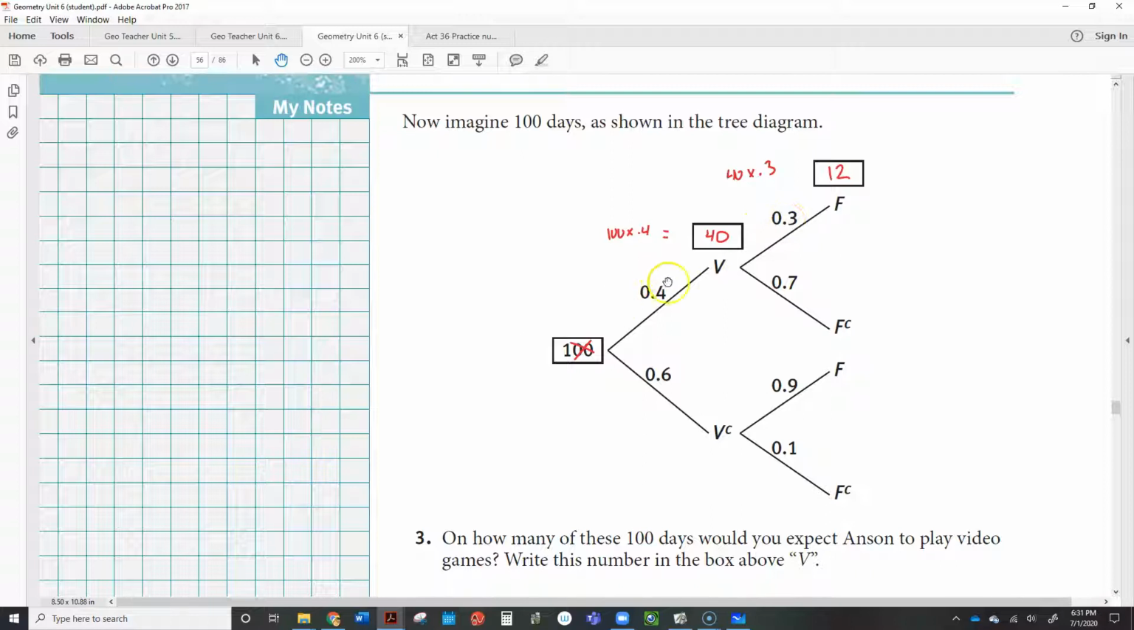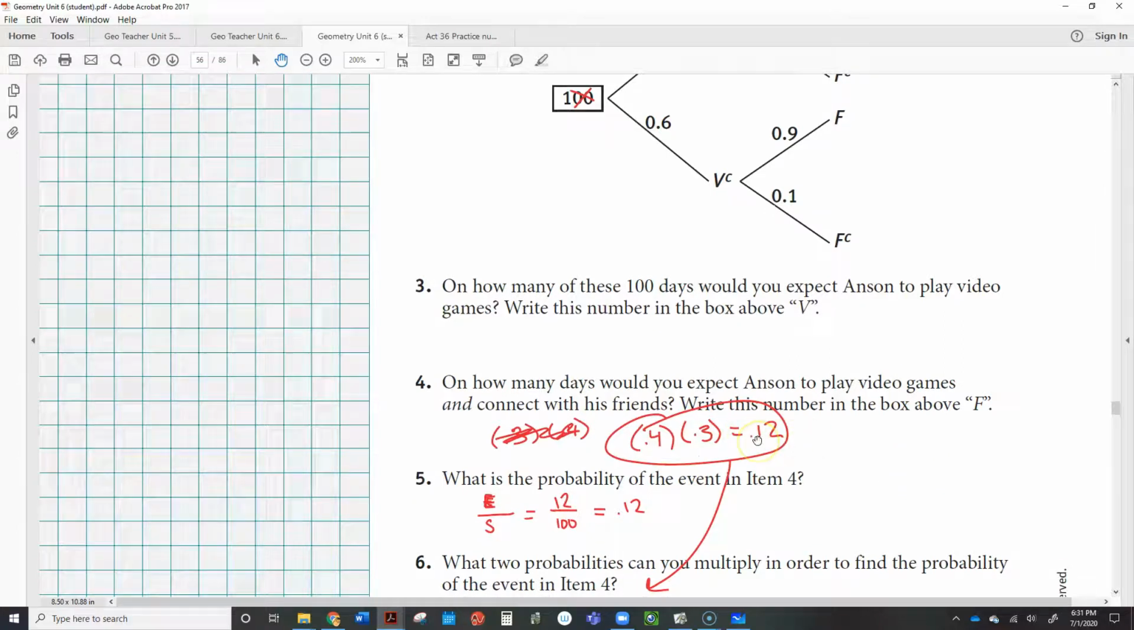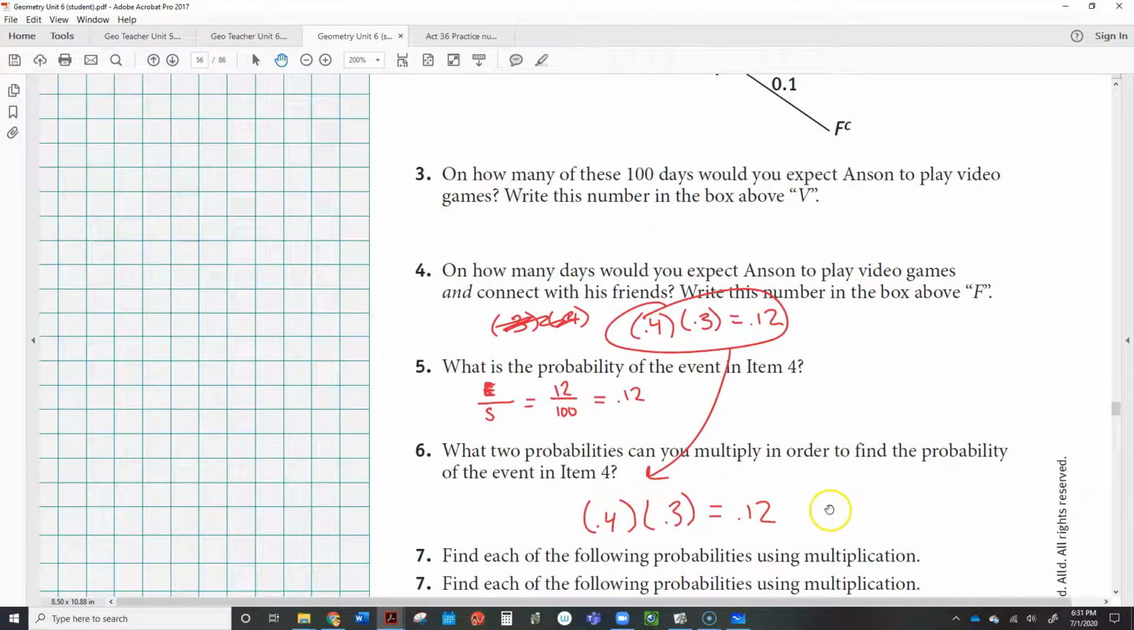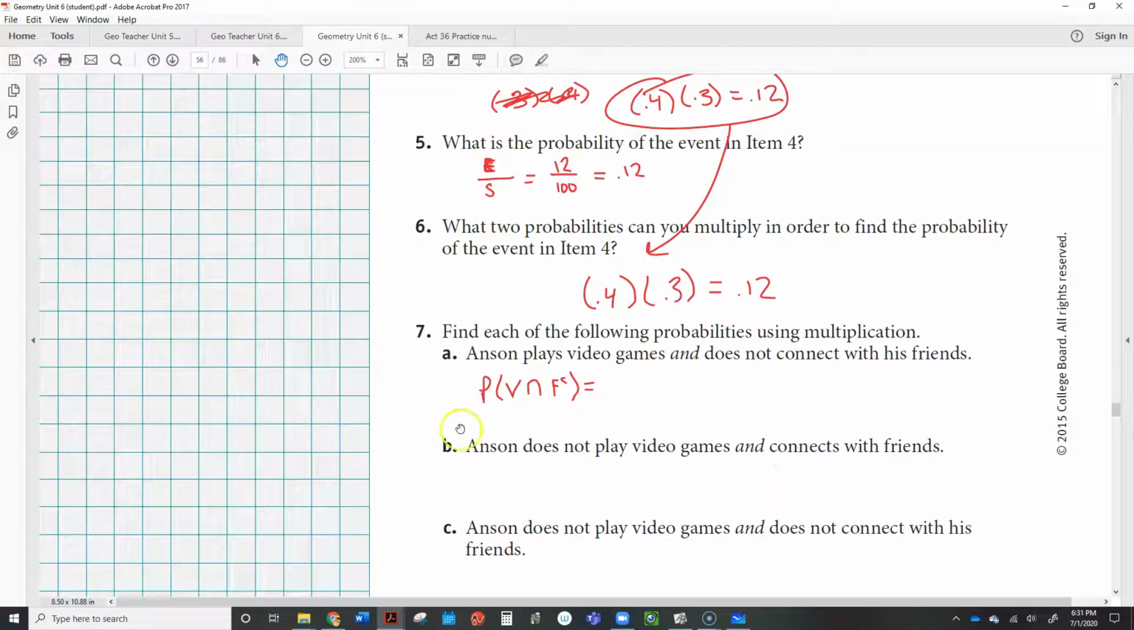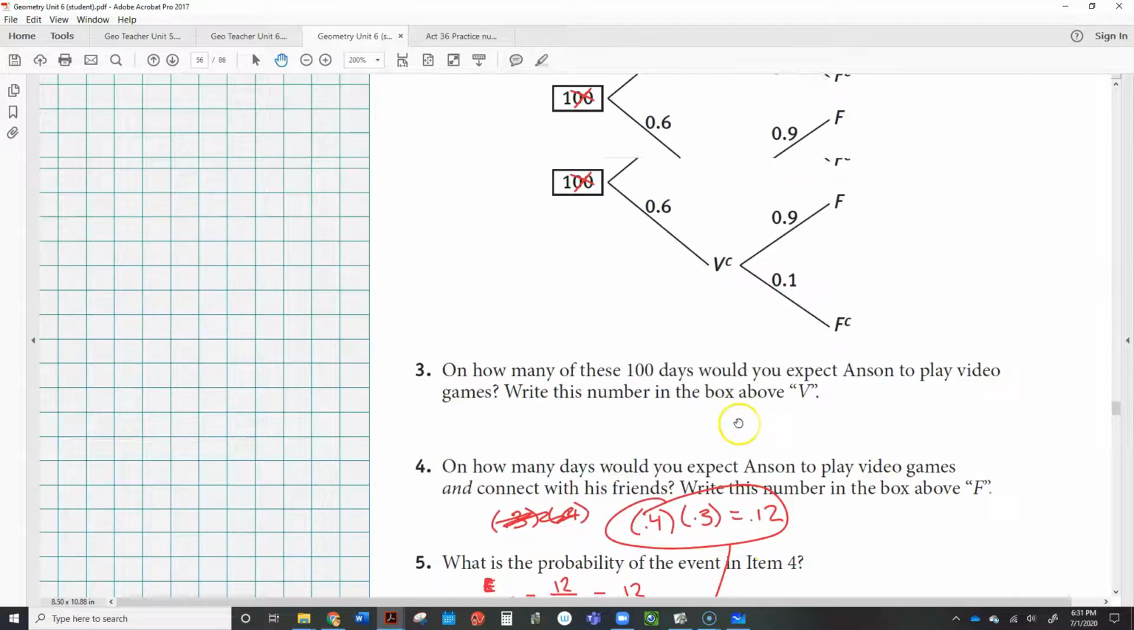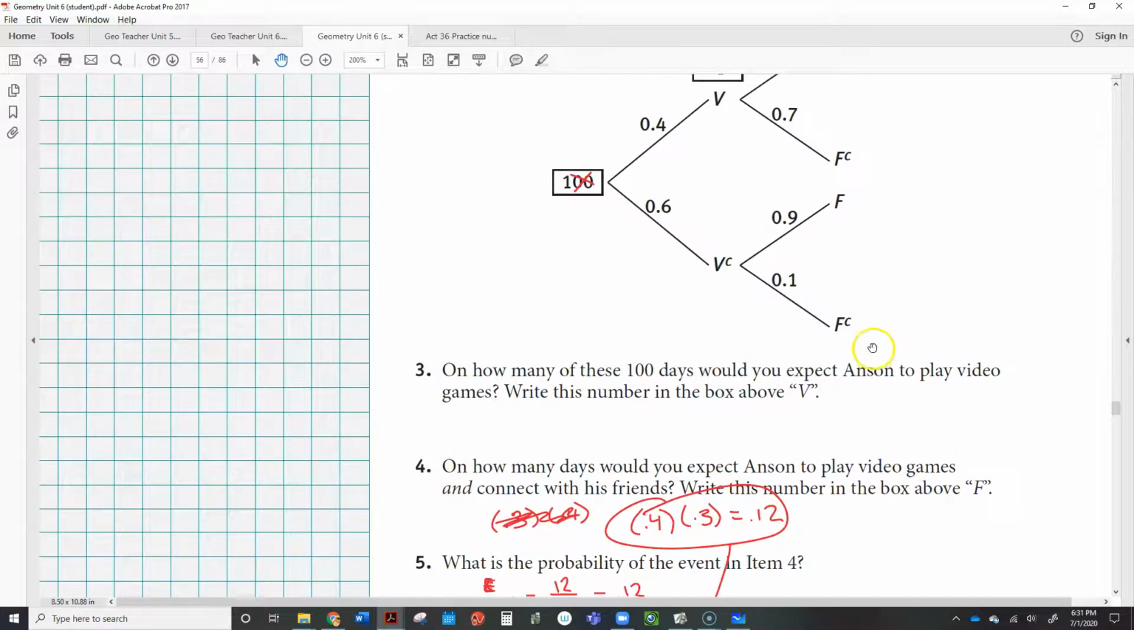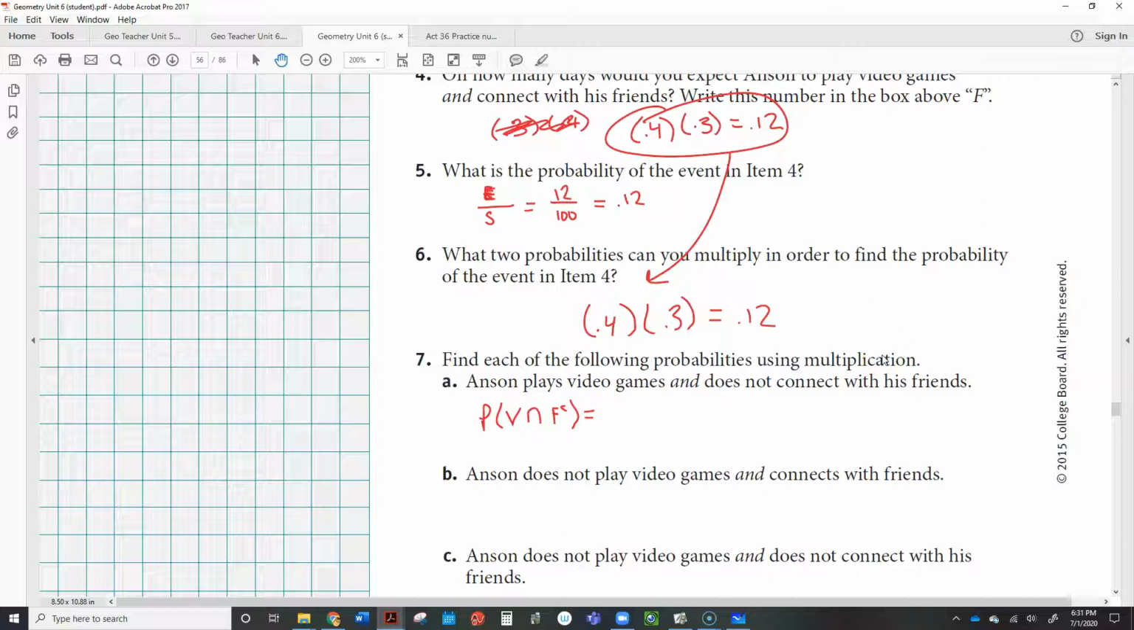So here they told us to multiply the 0.4 times the 0.3 to get the probability right here, which was 0.12. That's what they told us to do, so we're going to do the same thing right here for whichever one they ask us about. The probability that he plays video games was 0.4, and does not connect with friends is 0.7. So all we have to do is 0.4 times 0.7, and that comes out to be 0.28. Now we're going to write these two in probability notation in just a few minutes.